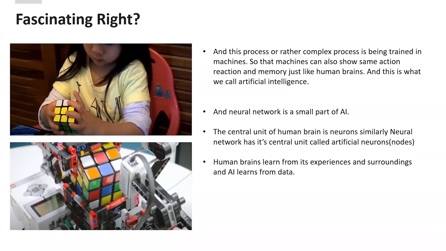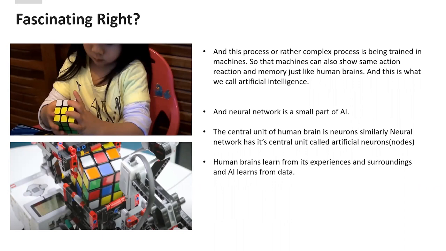But what if that IQ is being fed to a model which is artificially created? That instance is where we call it artificial intelligence, right? And neural network is a very small part of artificial intelligence. Now, the central unit of the human brain is neurons. Similarly, the neural network has its central unit called artificial neurons.